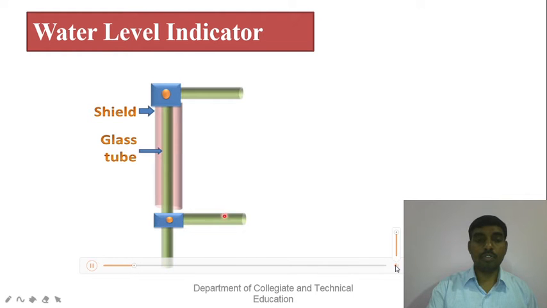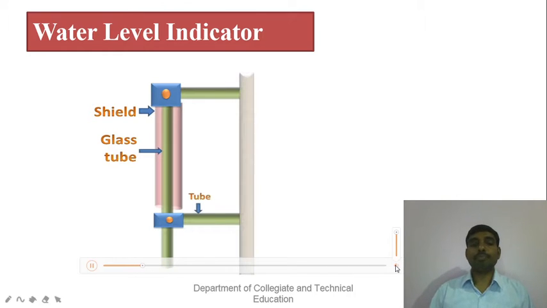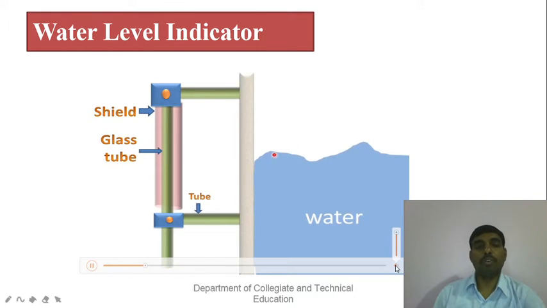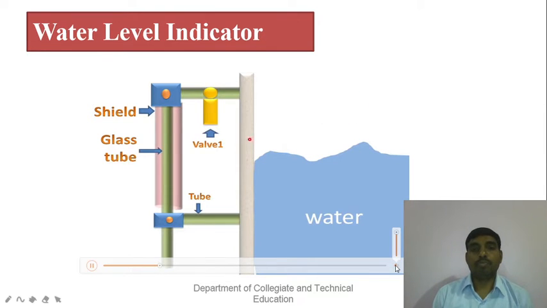There we have two other tubes and a rectangular passage. There we have water. This complete shell is a boiler shell in which we have water, and above it we have steam. This is valve 1. We can also call them cocks. This is valve 2, and this is valve 3.